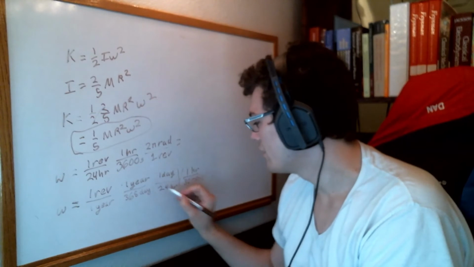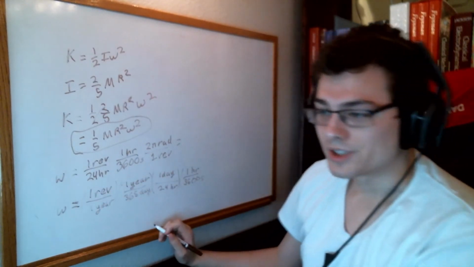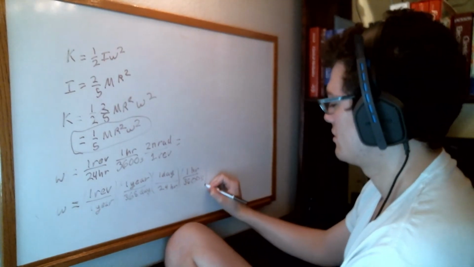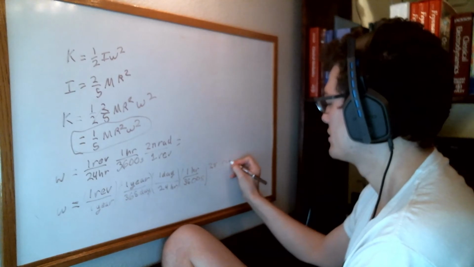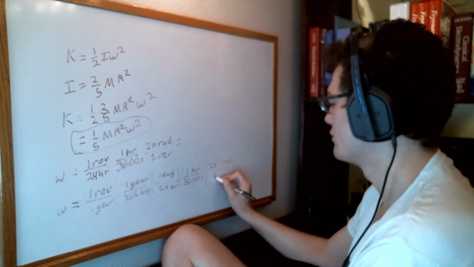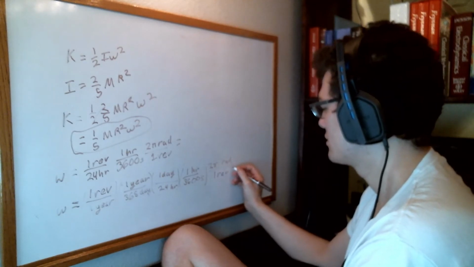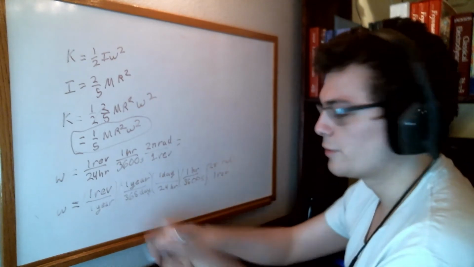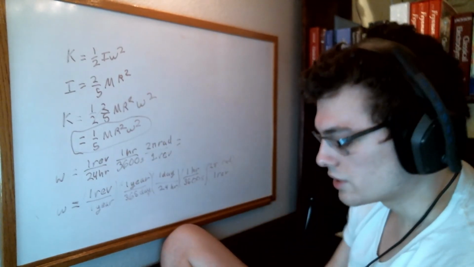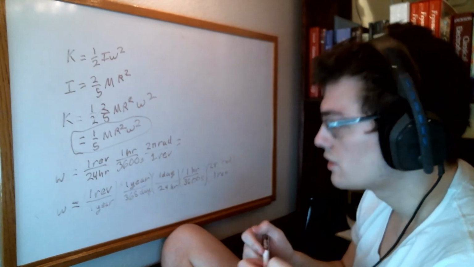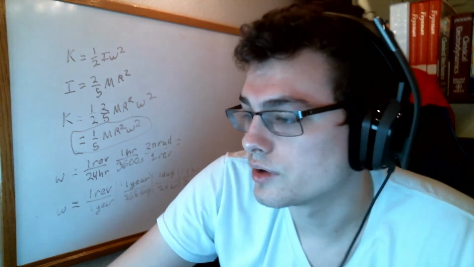And then once we've actually converted this, we just have to say that there's 2 pi radians per 1 revolution. And then this will yield our omega. And then you plug this back into this equation here, and that will yield your answer for the kinetic energy due to the sun.